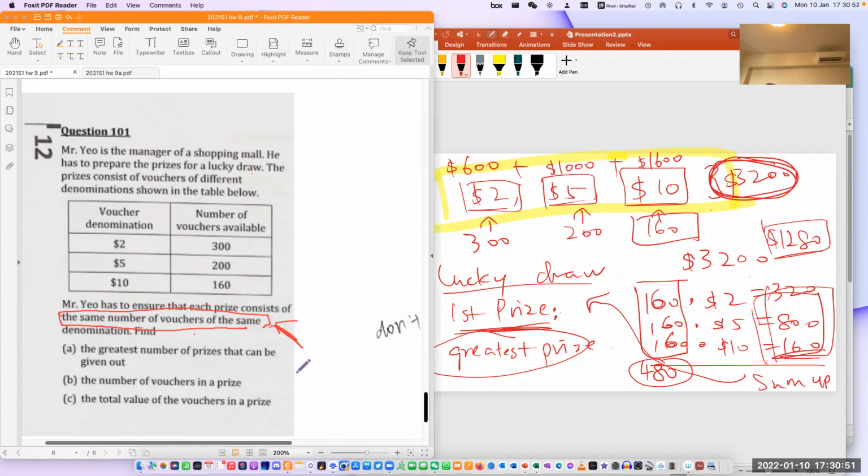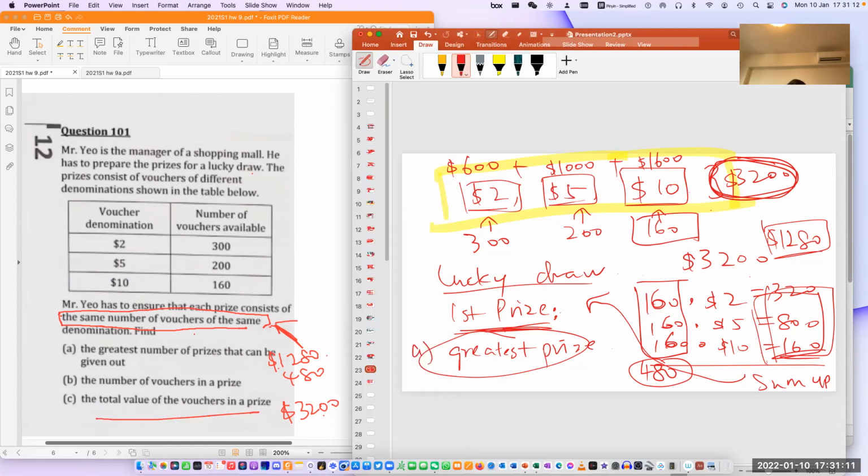All right, 1280. The number of vouchers, 480. Total value, yeah, 3200. Okay. By the way, I will say that the answer is not so important, but the thinking process is more important. All right, just like the total value of the vouchers, you just have to figure out all this.